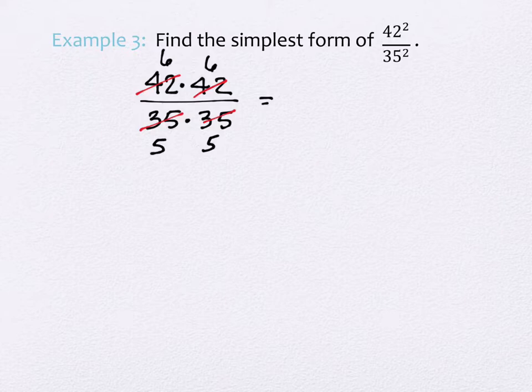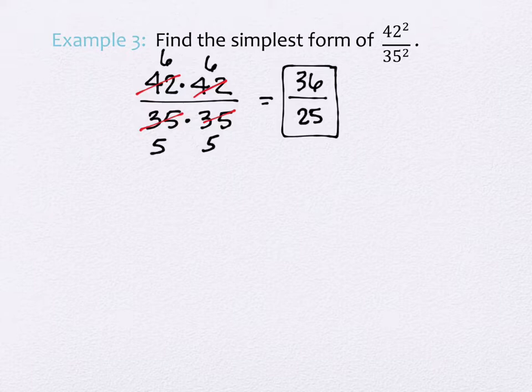So at the point when there's no other reducing that can be done, we're just going to multiply the terms that are on the top. So in this case, I get a 36. And I multiply the terms that are on the bottom, and I get a 25. And that's my simplest form for the fraction I began with.